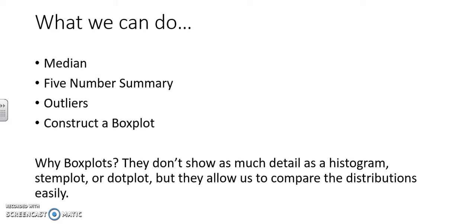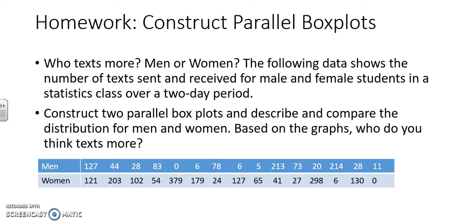We've learned a lot in the past lesson. We've learned how to find the median, how to make a 5-number summary, how to find outliers, and construct a dot plot. So we've done a lot. Why box plots? They don't show as much detail as a histogram, stem plot, or dot plot, but they allow us to compare the distributions easily. And that brings us to our homework.